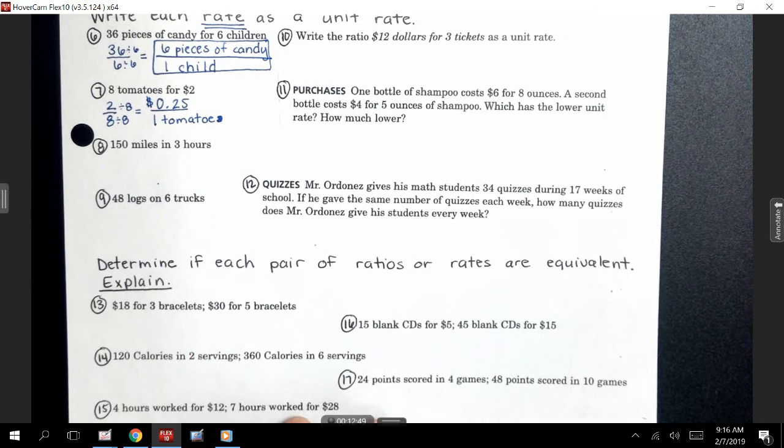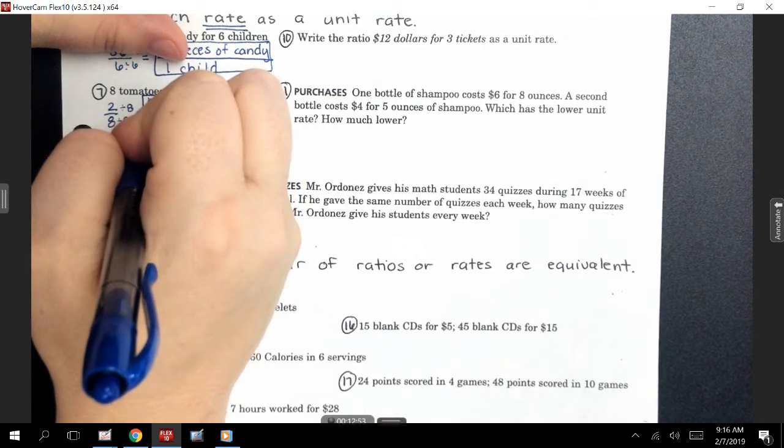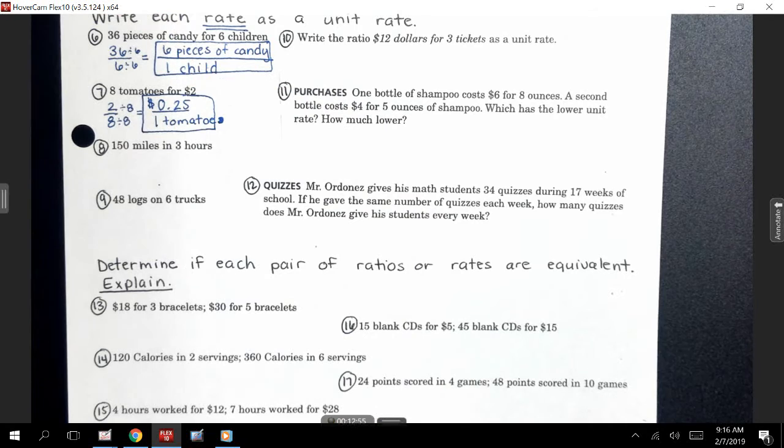All right. Do I need to do anything else? No. It does not say to explain, so I'm good here. What if I did need to explain? Could someone explain that for me real quick? Just if I needed to. Kelly? $0.25 per tomato. Good. Yeah. $0.25 per tomato. Or if you were reading it, you would probably just say 25 cents per tomato.